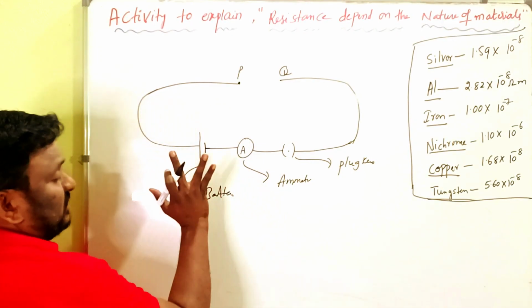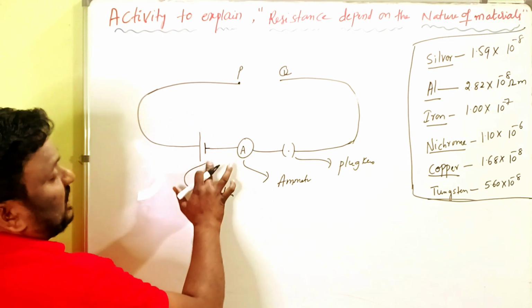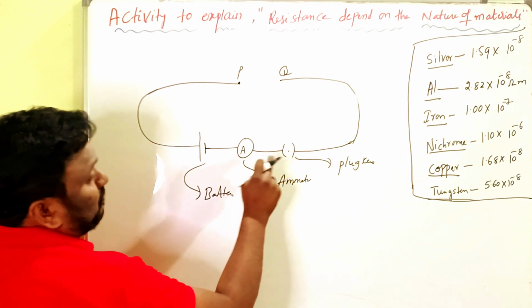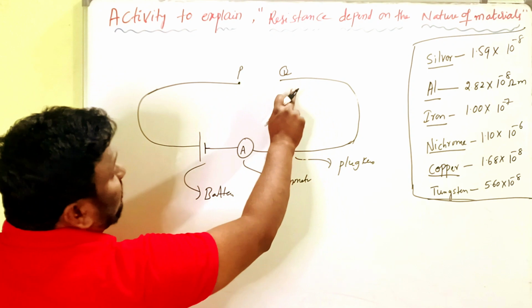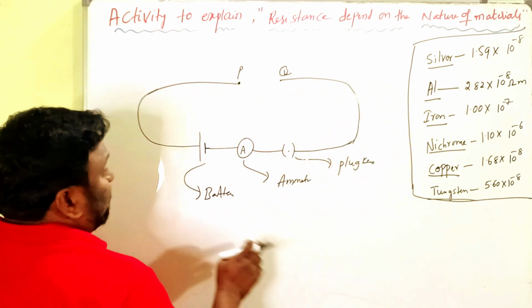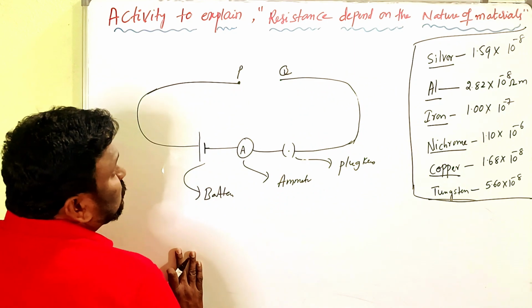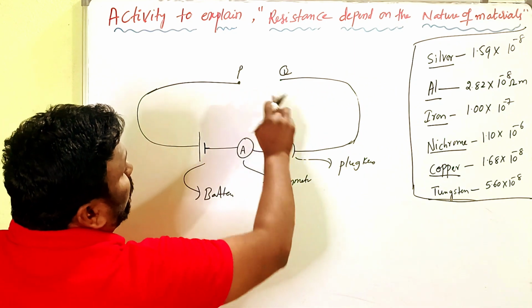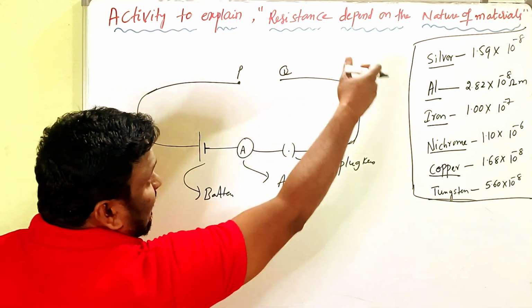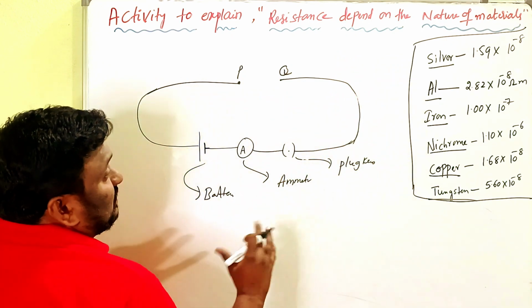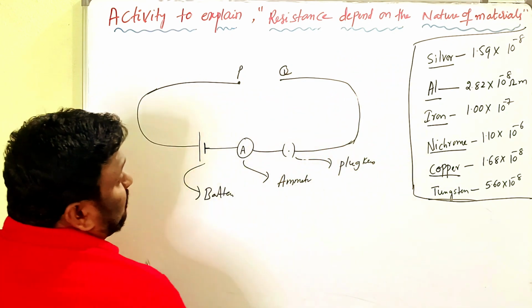We connect the battery's negative terminal to the ammeter, to the plug key, to one more wire, using a soldering rod, and the battery's positive terminal to the other end of the wire. Between P and Q we insert the different types of materials and check how much current is going through the ammeter.